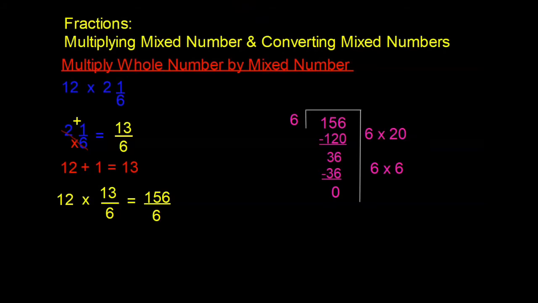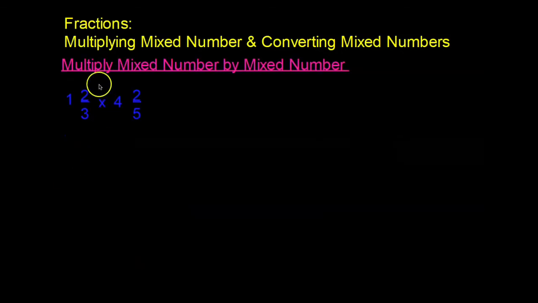We are going to add 20 plus 6 to find our quotient. 20 plus 6 is going to give us 26. And 26 is going to be the quotient. This lets us know that 156/6 equals 26. And this is our answer for this problem. Now let's take a look at our last example. In this example, we'll be multiplying a mixed number by a mixed number.